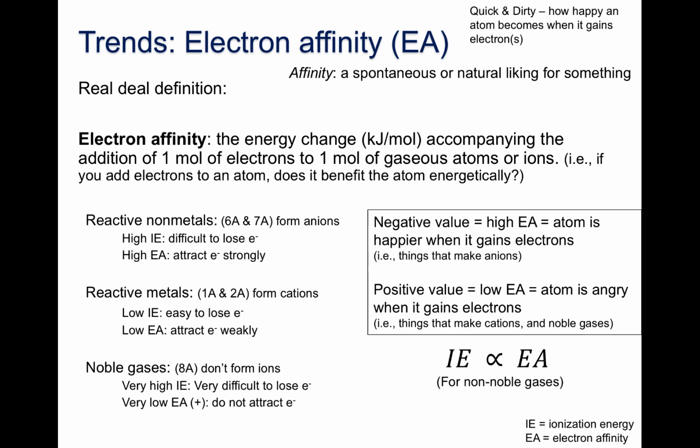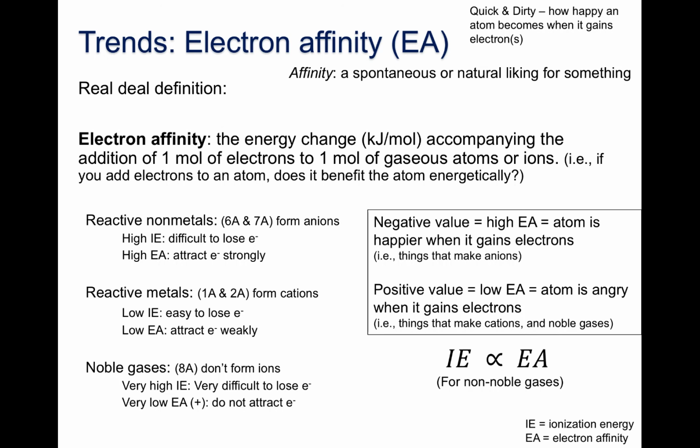Your reactive metals tend to form cations. So think of your elements like sodium and magnesium. The reason they do that is because they have a low ionization energy. It doesn't require a lot of energy to lose an electron. And the reason that they do not form anions is because they attract electrons weakly.